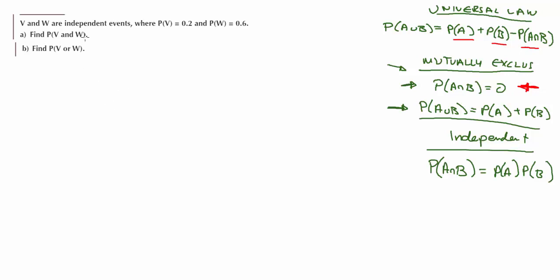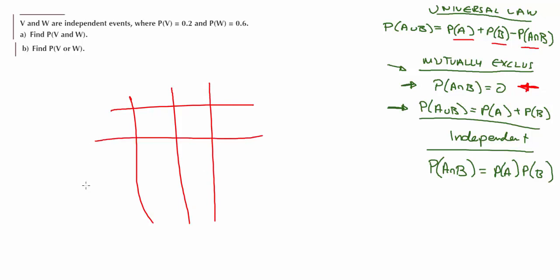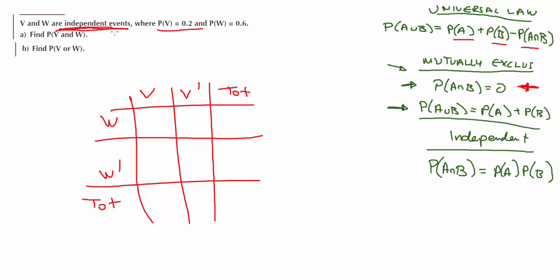Okay, now let's have a look at this. I'm still going to go to the two-way table. V and W are two independent events. So: V, not V, total, W, not W, total. I'm told they're independent events, and remember, that's what this means. I'm told that the probability of V is 0.2, which makes it 0.8. That's 1. I know that the probability of W is 0.6, so that's 0.4. Now it may look like I know nothing else, but look at this.